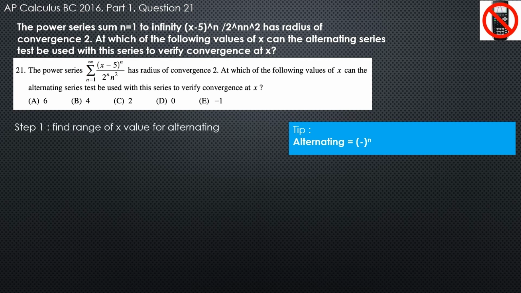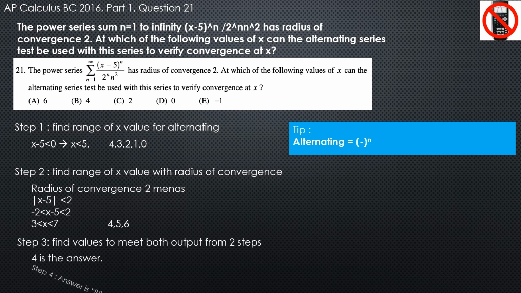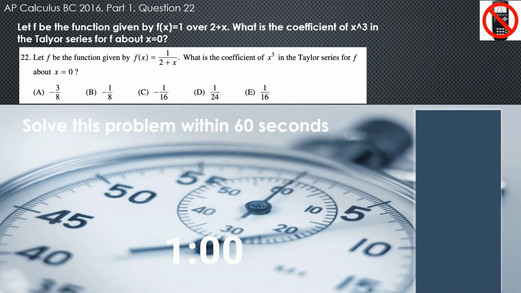Alternating means negative to the power n. Step 1. Find the range of x values for alternating. Step 2. Find the range of x values with the radius of convergence. Step 3. Meet both outputs from the two steps. The answer is B. Solve this problem within 60 seconds.